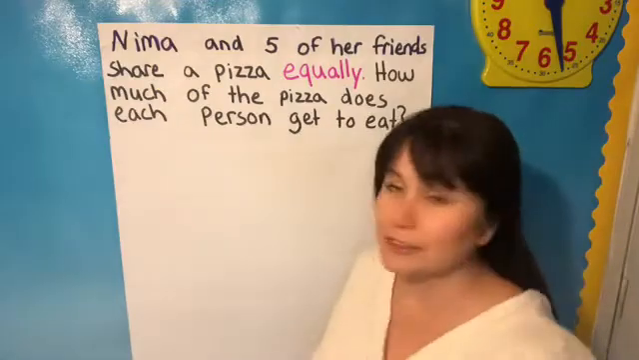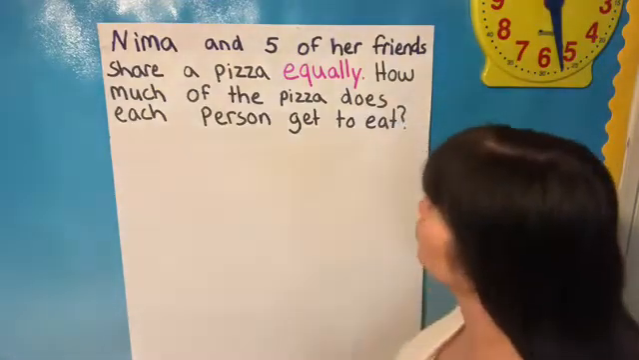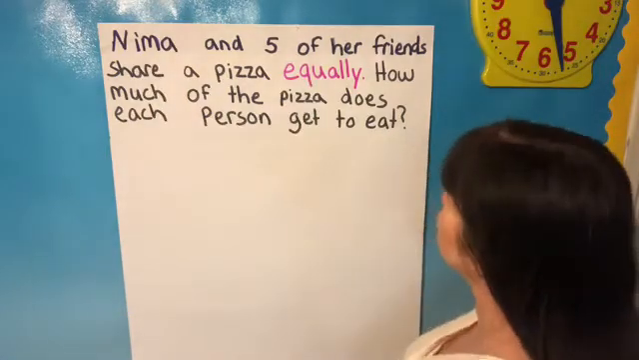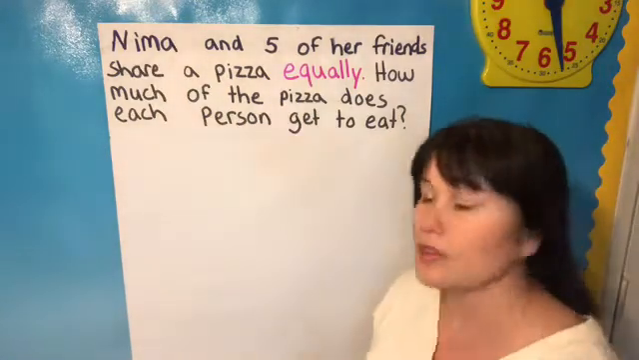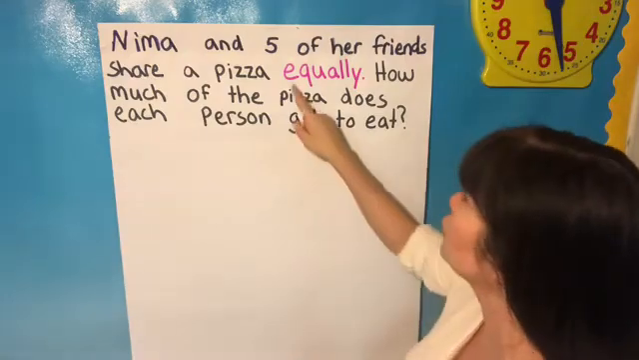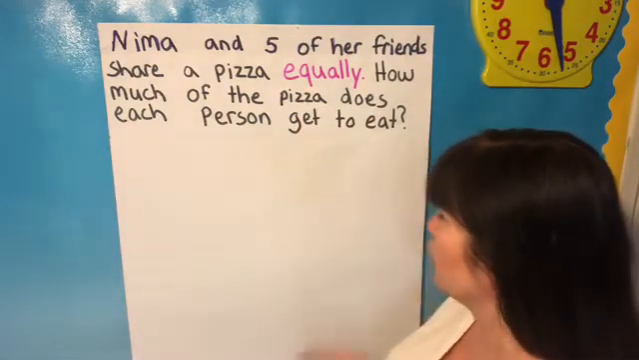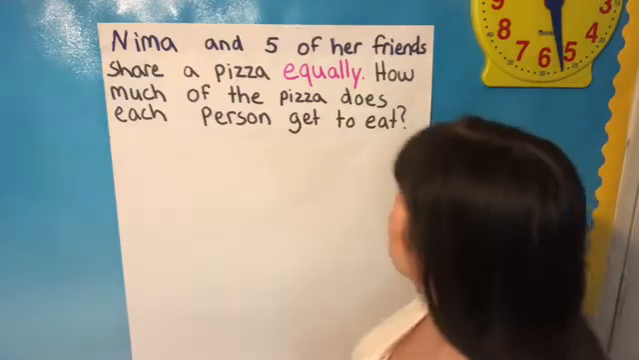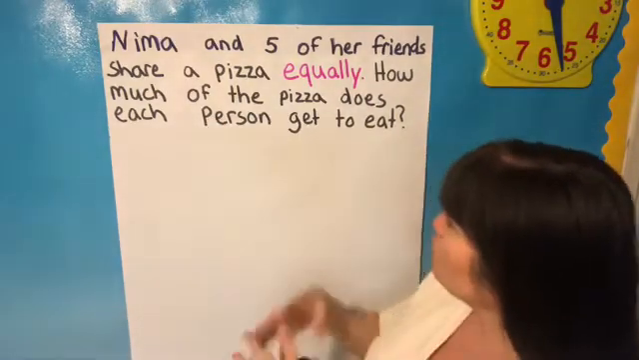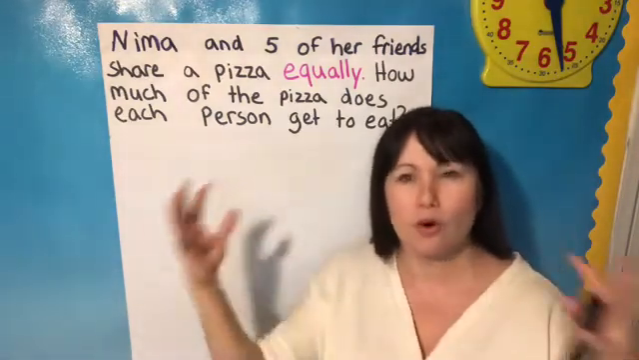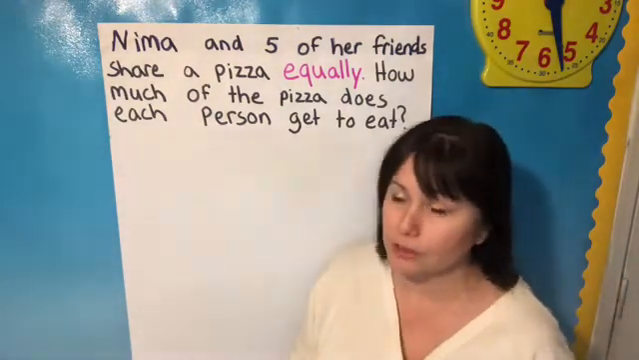Okay, third graders, I hope that you said that the story problem was about the ever popular Nima having 5 friends that she wants to eat pizza with. And they have one pizza that they're sharing equally. What does the question want to know? The question wants to know what is the amount of pizza that each person gets. And because we're taking parts of a whole, we know that will be a fraction.